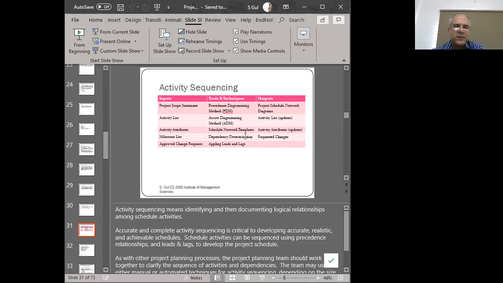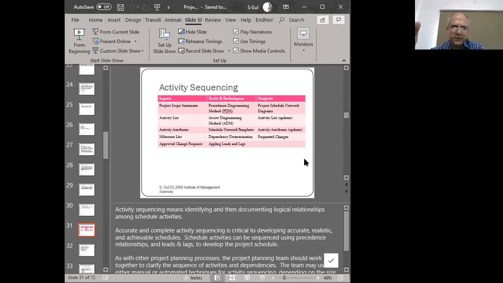Right? Now, once we have that, we get a scheduled network diagram. Now, if we have a template, we can use a template. If we don't have a template, we will develop the diagram from scratch, and we will determine the dependencies that exist amongst activities. What kind of dependencies are there?